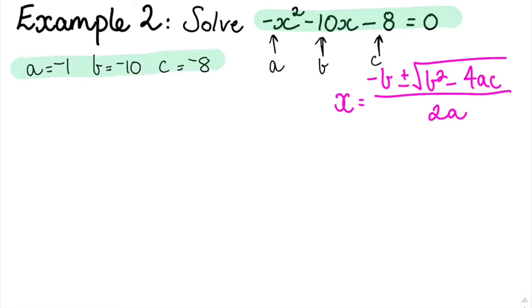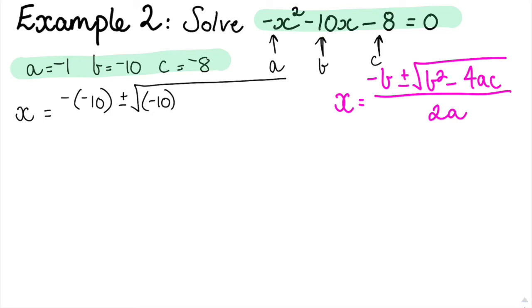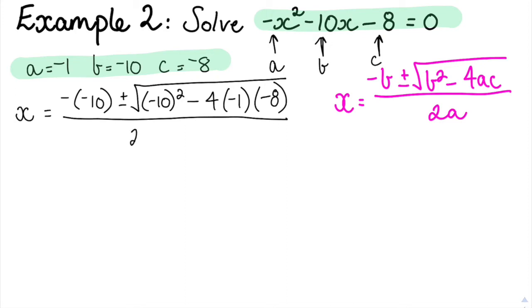And now we'll substitute these values into our quadratic formula. -b, so negative lots of -10. Again, I use parentheses whenever I'm substituting values into a formula. We've got our plus or minus the square root of b squared, so negative 10 all squared, minus 4ac, so 4 lots of negative 1, times our c, which is negative 8. All over 2 lots of a, so 2 lots of negative 1 in this case.